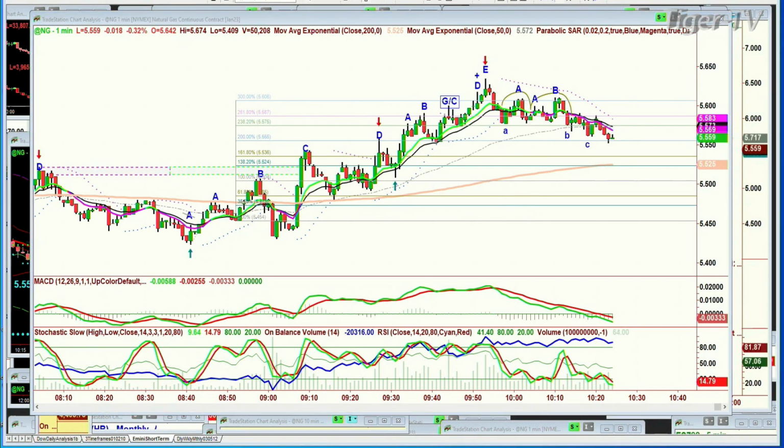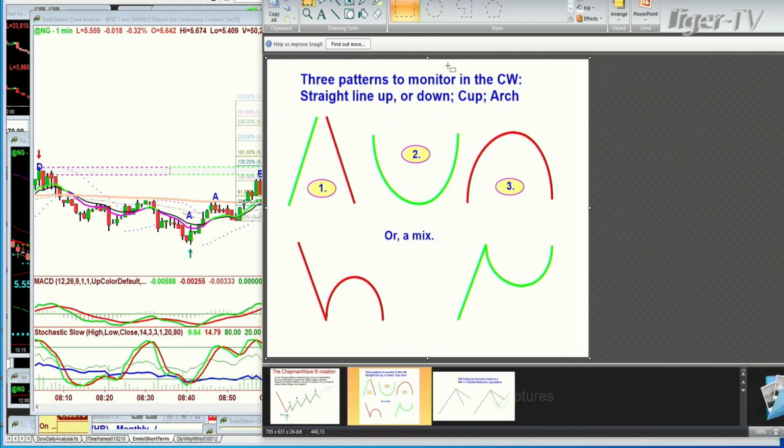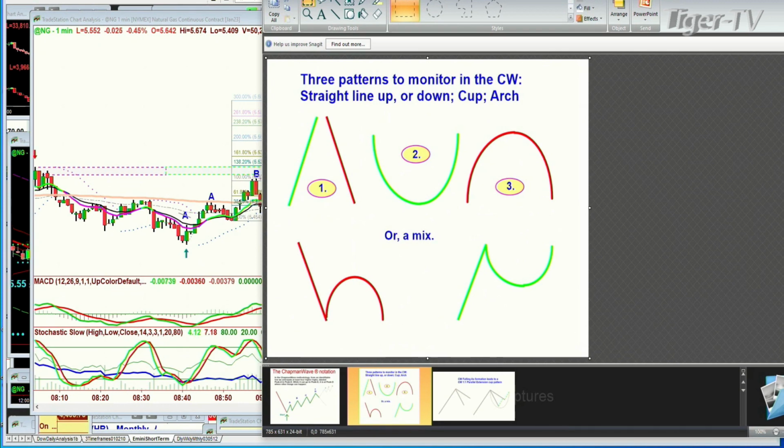This is very significant because in the Chapman wave methodology, we're looking at 3 key patterns. 1 is a straight line up or down. 2 is a cup formation. 3 is an arch formation. It could have a combination where it comes down sharply, makes an arch formation, takes out the left side low, and that says, be careful, you get to a 1-to-1 to the downside. We had that earlier on. I'll show you a little later on where we saw that.